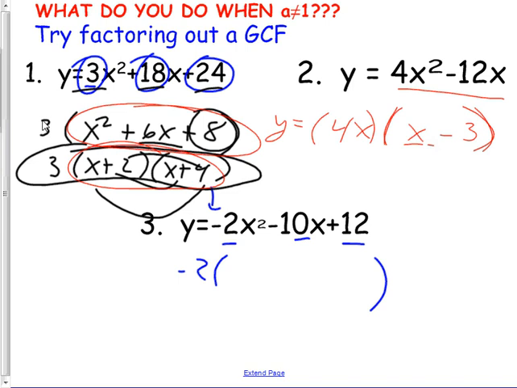Only 3 people. All right. I figured that would be a harder one because it's just different. 4x came out of both of them. All right, this next one, negative 2 came out of everything, and you should have had x squared plus 5x minus 6. How many of you knew to get that far?